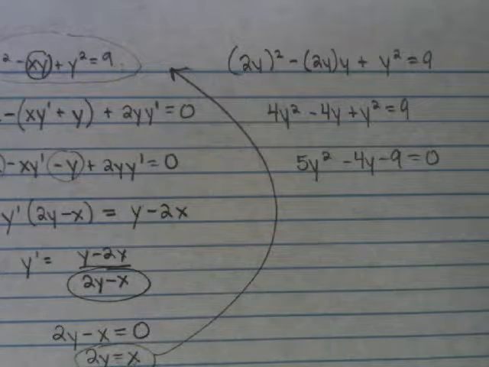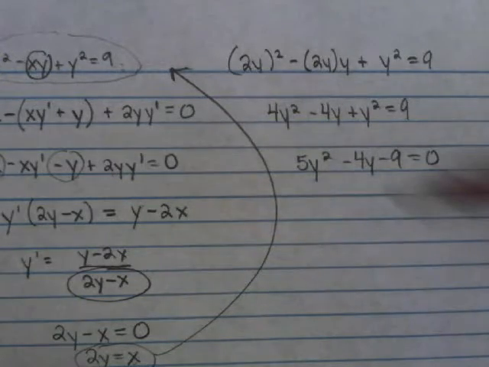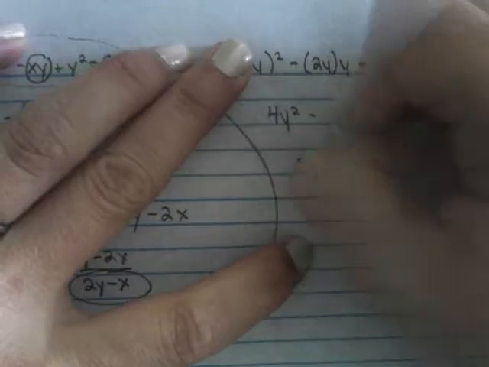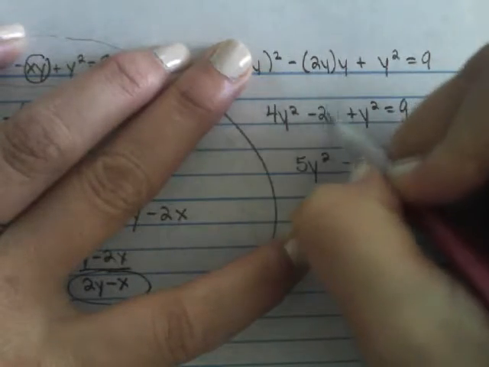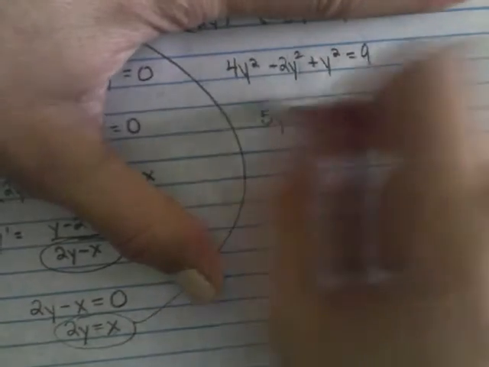Uh-oh. People want to argue with me. Emily? Would you do the 2y times y, wouldn't it be minus 2y squared? Oh, yeah. Thank you. That's why I have you kids auditing me.